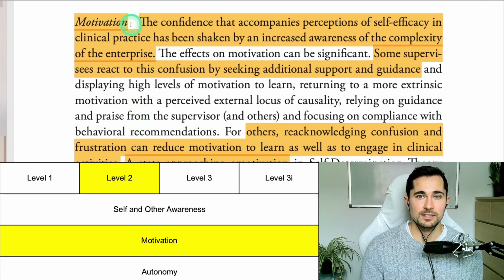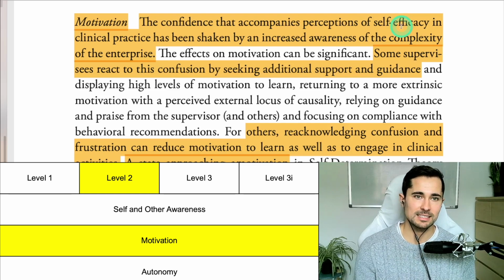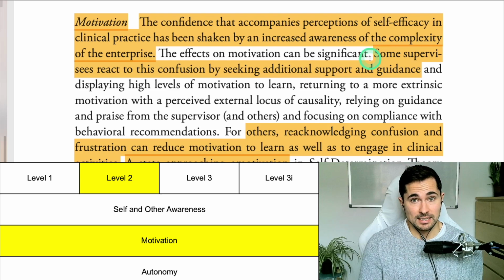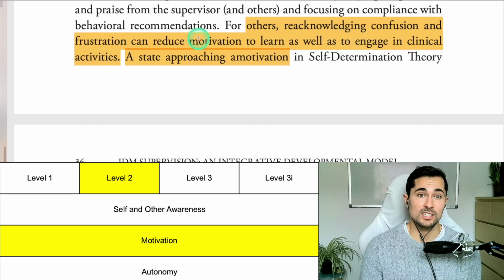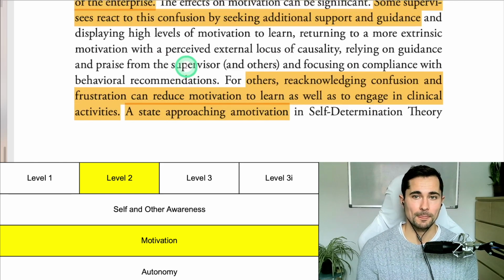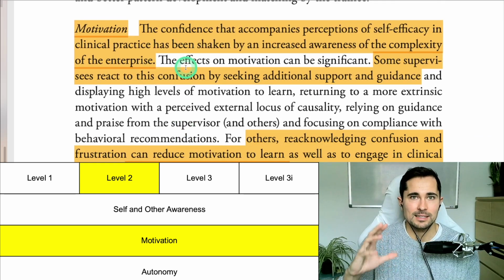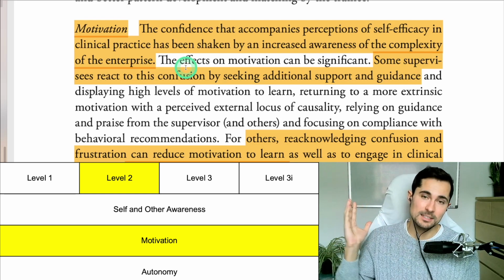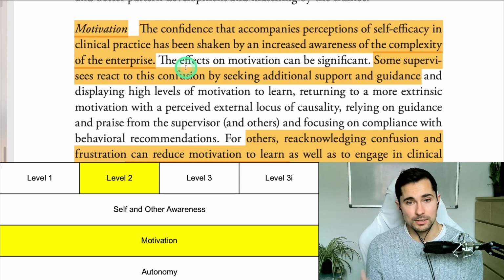Level 2 motivation then. The confidence that accompanies perceptions of self-efficacy in clinical practice has been shaken by an increased awareness of the complexity of the enterprise. So some supervisees react to this confusion by seeking additional support and guidance, whereas others, re-acknowledging confusion and frustration, can reduce motivation. So recognizing how complex therapy is can have two potential responses that can make some people more motivated to seek help, seek guidance, and learn more, and it can put other people off.